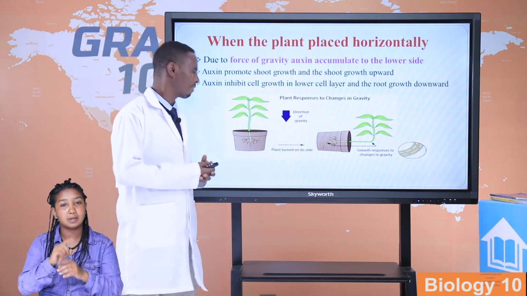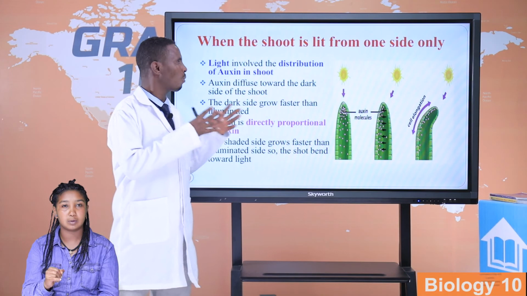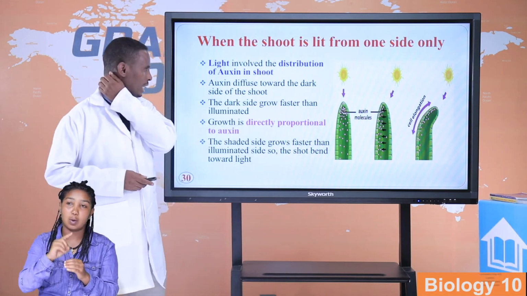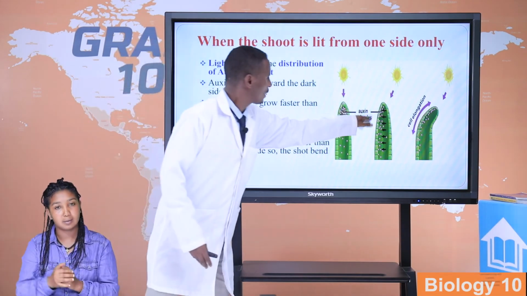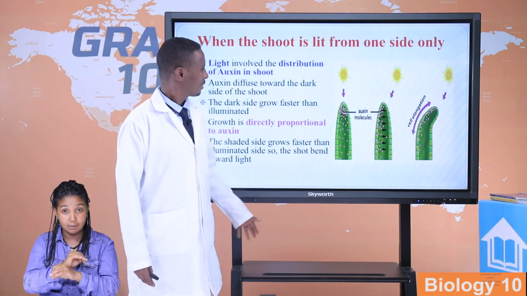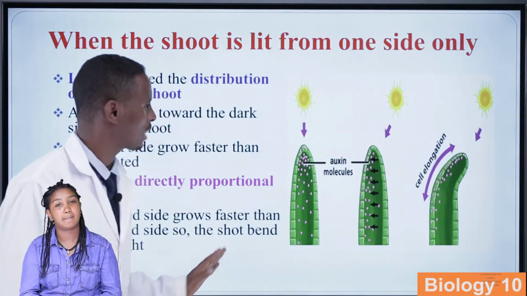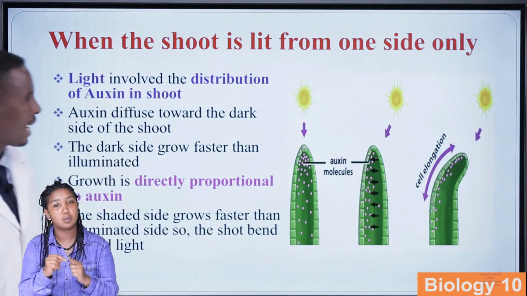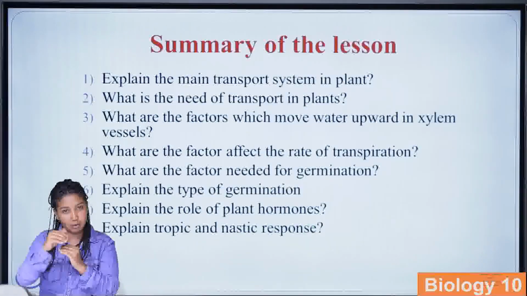Plant response to gravity. The other one: when the shoot is lit from one side, when the plant obtains light on one side, what happens? As a result of auxin, the dark side grows faster than the illuminated side. The dark side grows faster as a result of auxin accumulating. Auxin moves to the dark side, and the dark side grows faster and it bends toward the light.